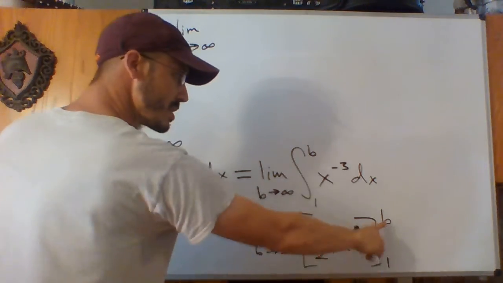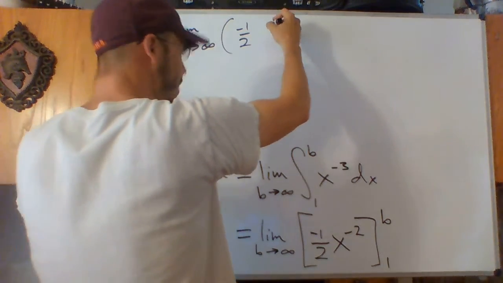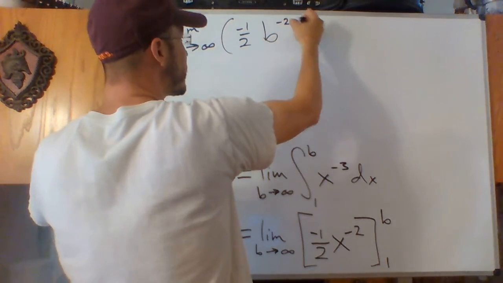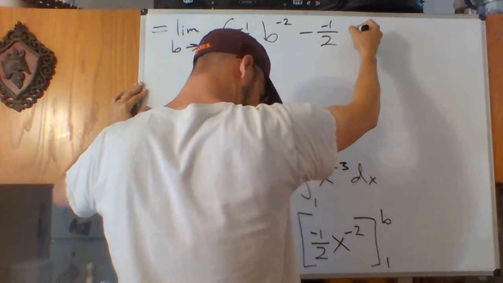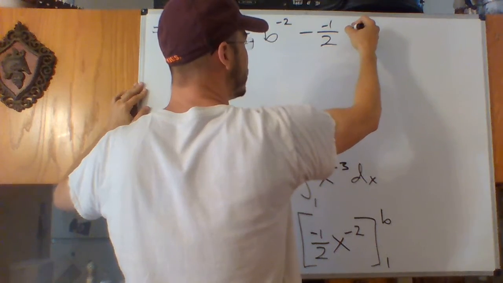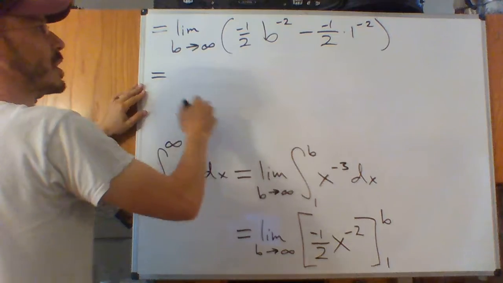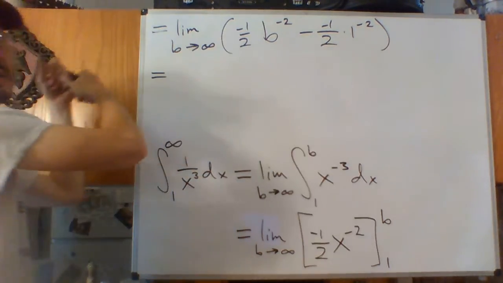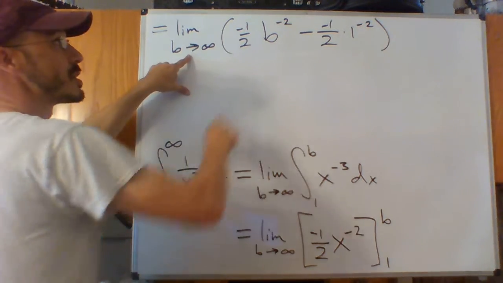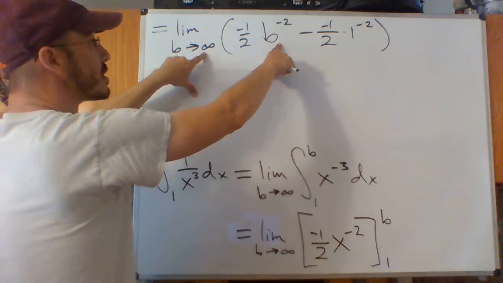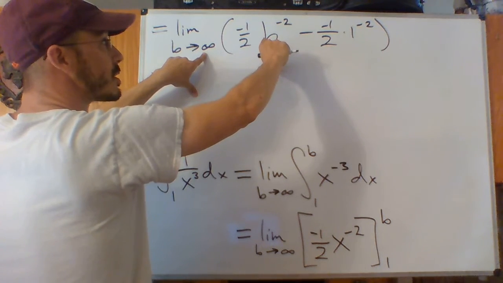I want to plug these bounds into my formula here. It's negative 1/2 b to the negative 2 minus negative 1/2 times 1 to the negative 2. You could factor out this 1/2 out of both expressions here and factor it out of the limit even. What really matters here is as b goes to infinity, b to the negative 2, which is 1 over b squared.